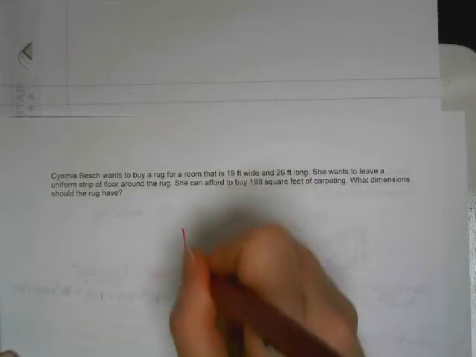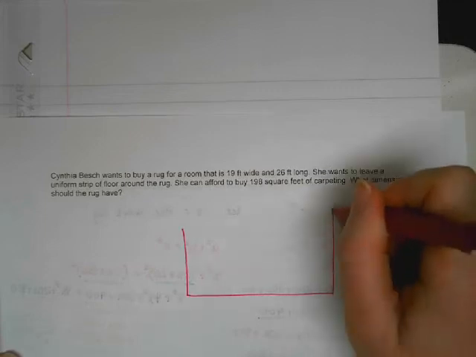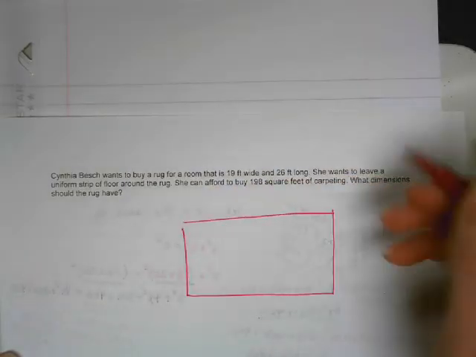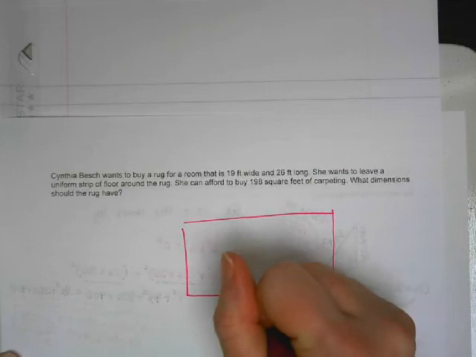Cynthia wants to buy a rug for a room that is 19 feet wide and 26 feet long. She wants to leave a uniform strip of floor around the rug. She can afford to buy 198 square feet of carpeting. What dimensions should the rug have? Okay, so the room is 19 feet by 26 feet. That's a big room.